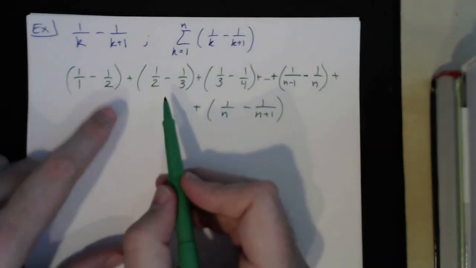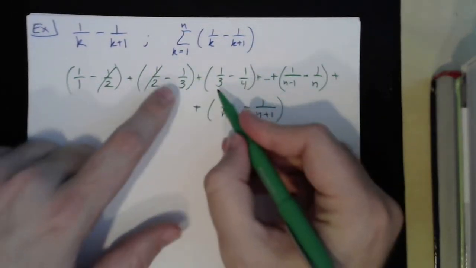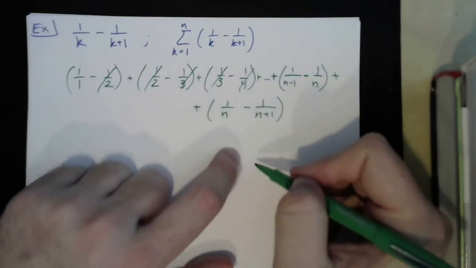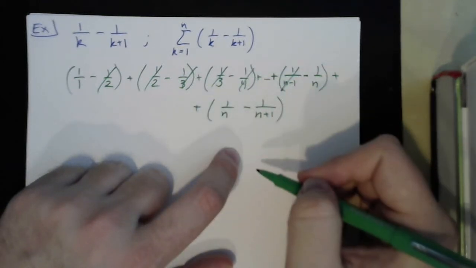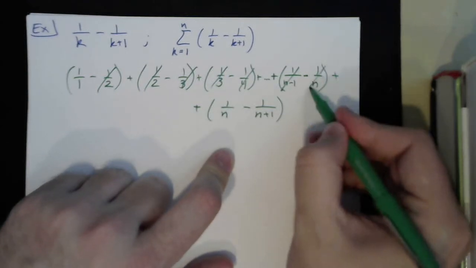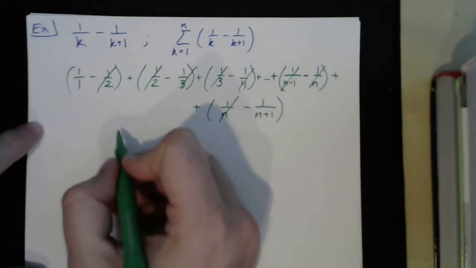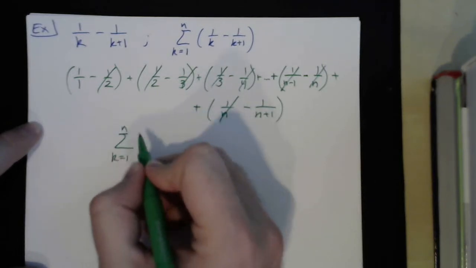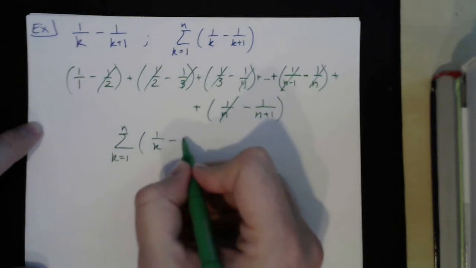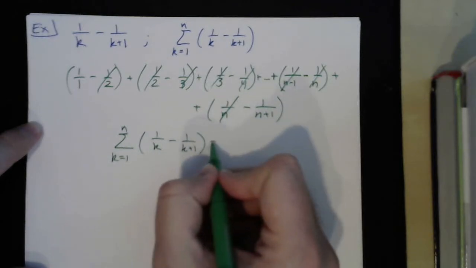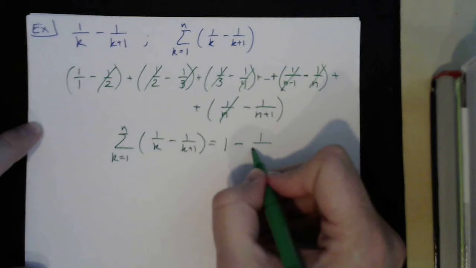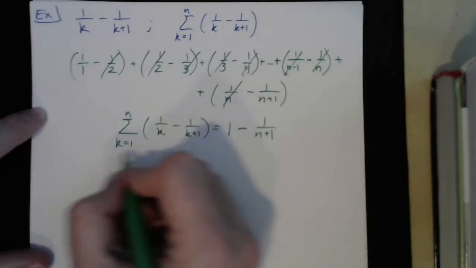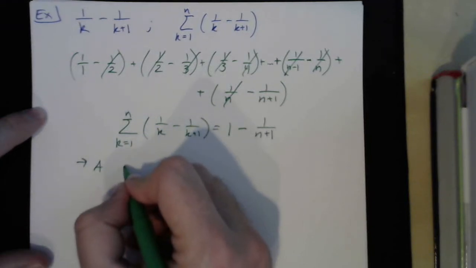So you can see that every touching term will cancel. This will cancel with the 1 over 4 that's here, this will cancel with the 1 over n minus 1 that was preceding it, this minus 1 over n cancels with this 1 over n, and all that's left is the fact that the sum, k equals 1 to n, of 1 over k minus 1 over k plus 1 equals 1 minus 1 over n plus 1. And those of you who recognize this know this as a telescoping series.